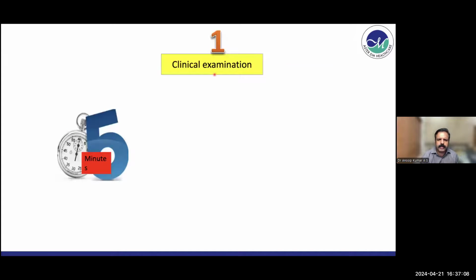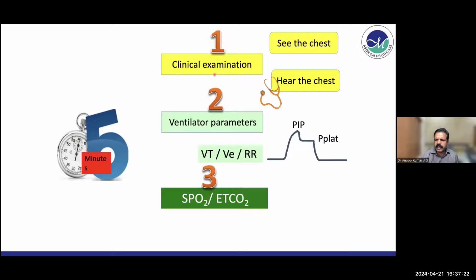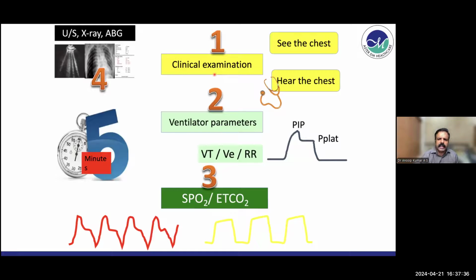And in these 5 minutes, you should have a clinical examination: see the chest, whether it is moving, hear the chest, whether the air entry is fine, see the ventilatory parameters, especially tidal volume, respiratory rate, the minute ventilation, inspiratory pressures, etc. See the SpO2 and EtCO2, whether it is properly there. And EtCO2, whenever it is connected, can give you an idea whether there is any problem with the airways, which we can discuss later. And the third one will be the ABG, the blood gases, ultrasound, X-ray, etc.